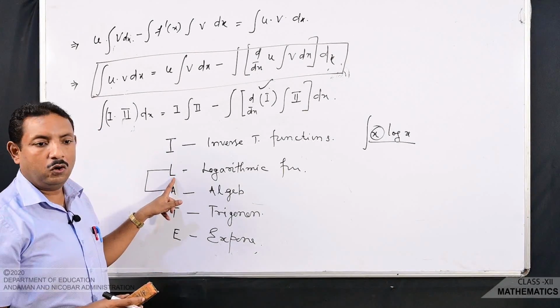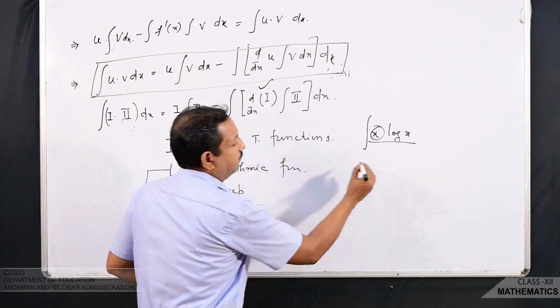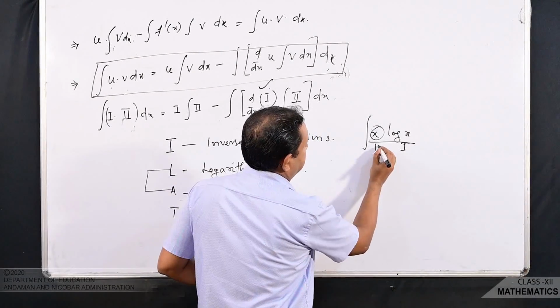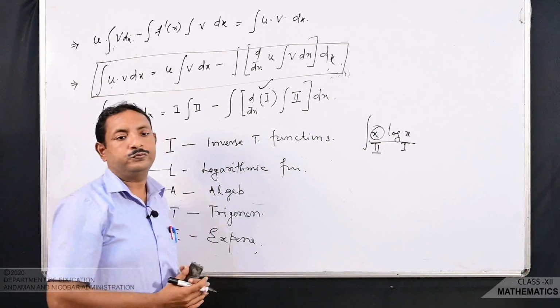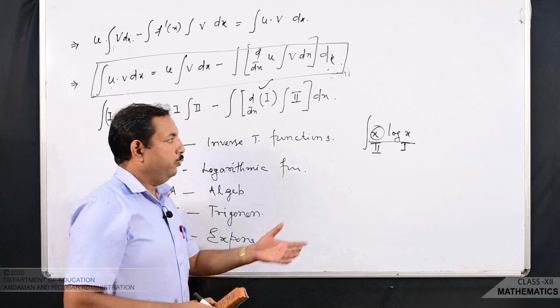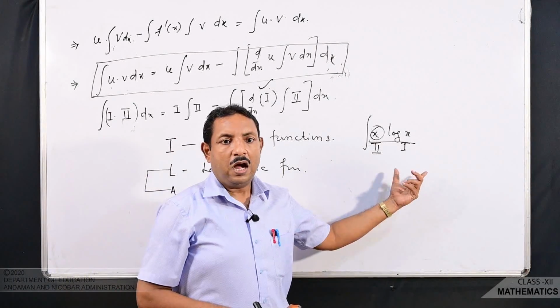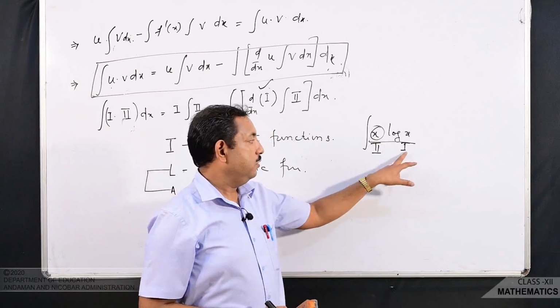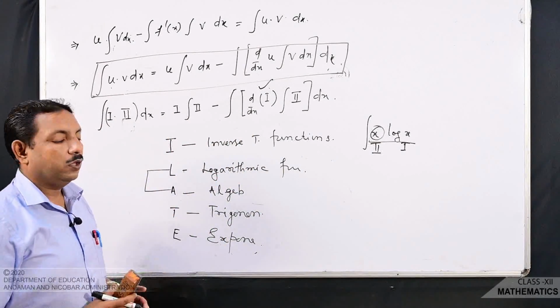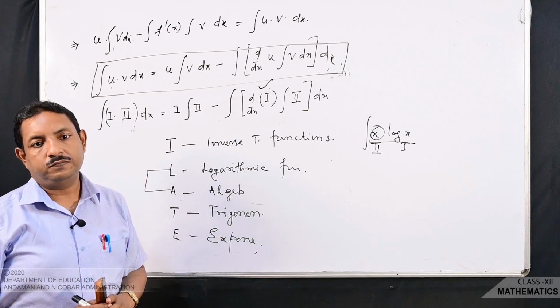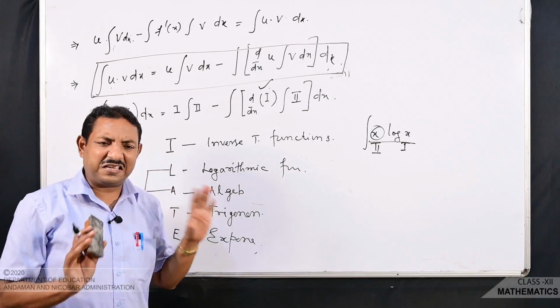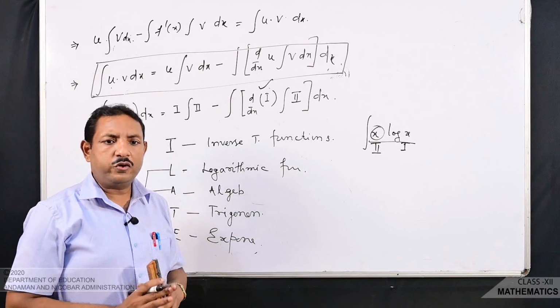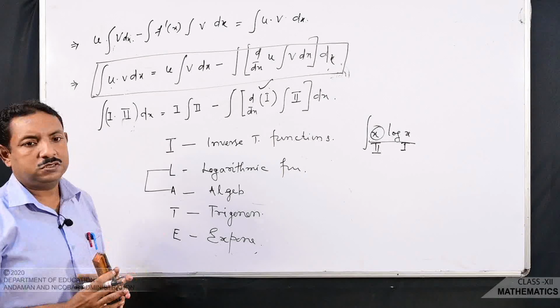So, we take a logarithmic function as our first function and this as the second function, as I already told you. That means we have to select our functions with respect to this ILATE form. In most cases, you can think that your problem will be solved.